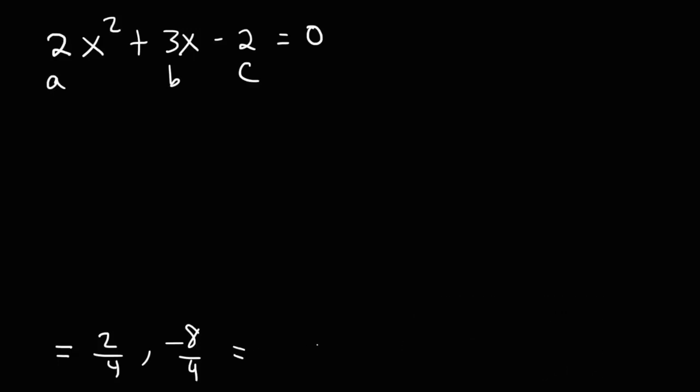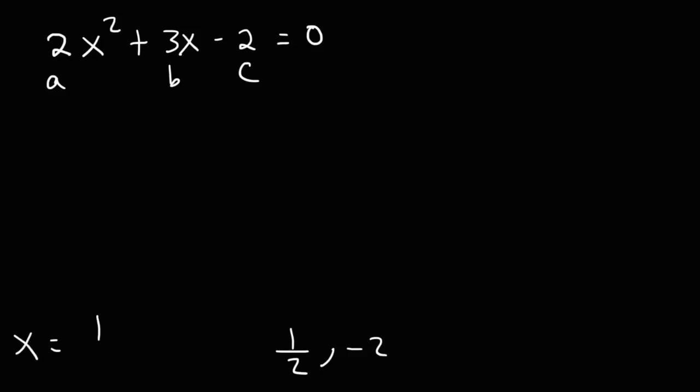Now we can reduce 2 over 4 to 1 over 2 if you divide both numbers by 2. And 8 divided by 4 is negative 2. So x can equal 1/2, or x can equal negative 2. And so that's how you can solve a quadratic equation using the quadratic formula.